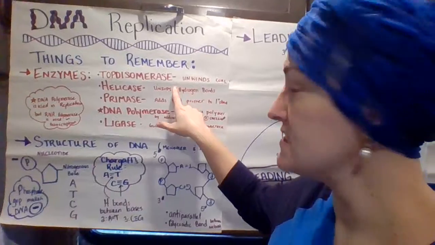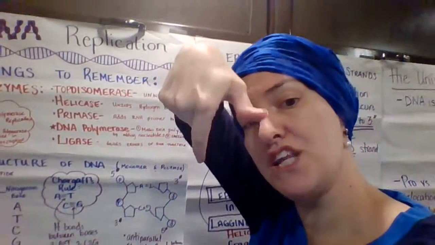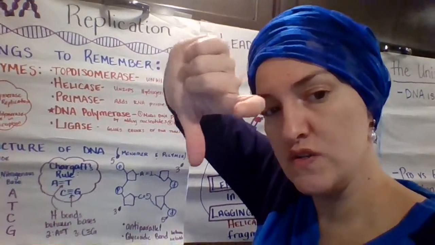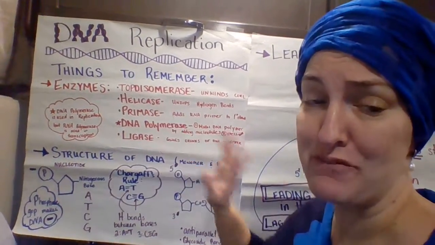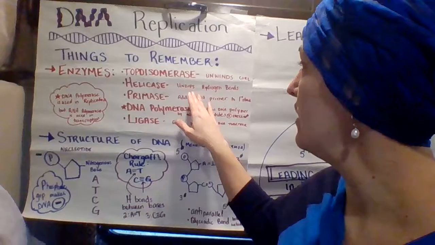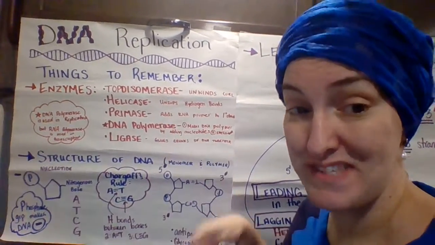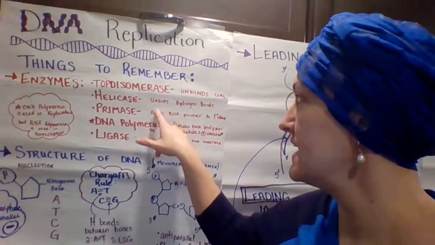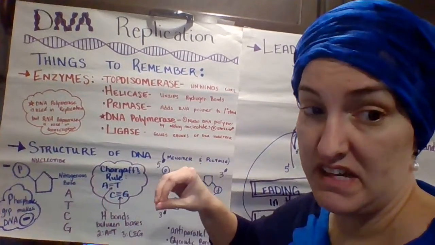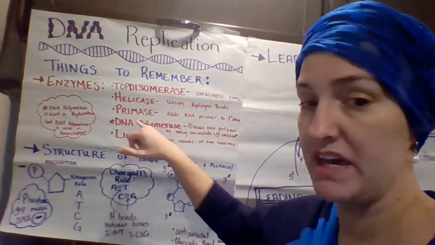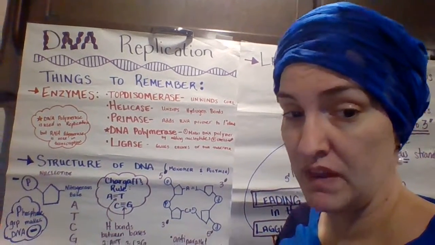So topoisomerase is what actually untwists or uncurls the double helix. Helicase is everybody's favorite meme. You know that this is what actually unzips the genes. Specifically, it's going to unzip or break some of those hydrogen bonds, and it's going to hold the place as it goes. Primase, it's kind of a generic name.